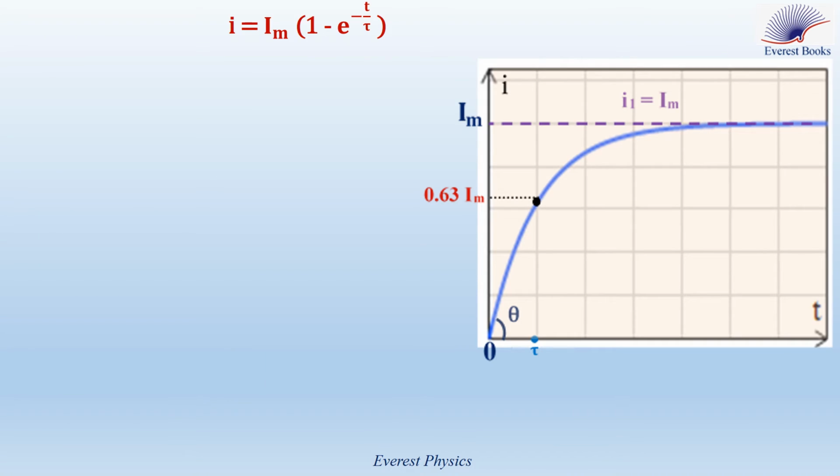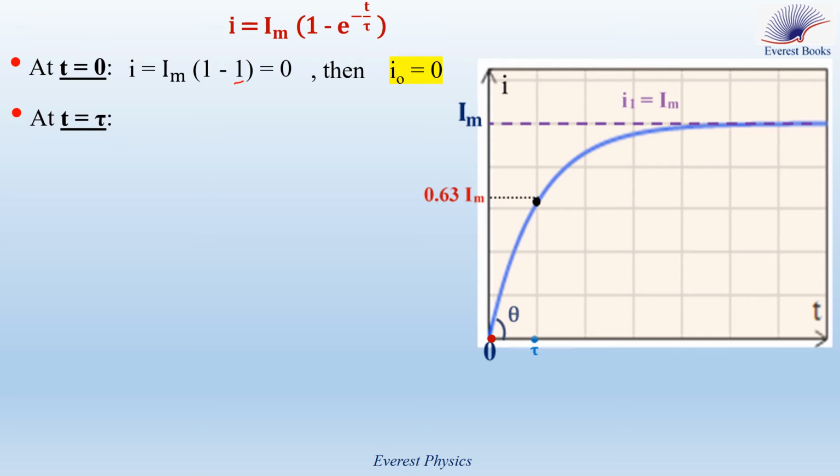Now, referring to the expression of the current during its growth, let's determine some particular values of i at specific instants and when t tends to infinity. Let's start when t is equal to 0. So replace t equals 0 in the expression of i. We get i of 0 is equal to Im into 1 minus e to the power 0. But e to the power 0 is equal to 1. Therefore, during its growth, the current starts at 0.